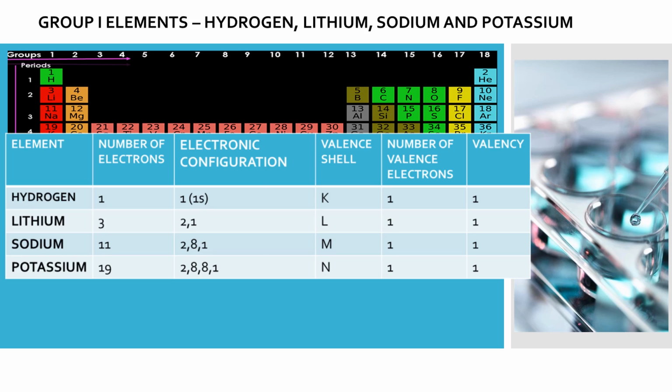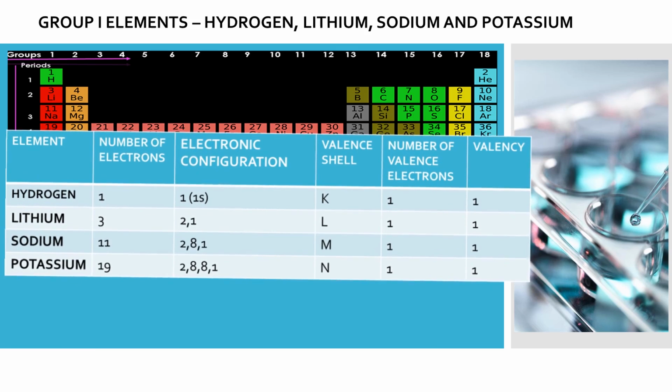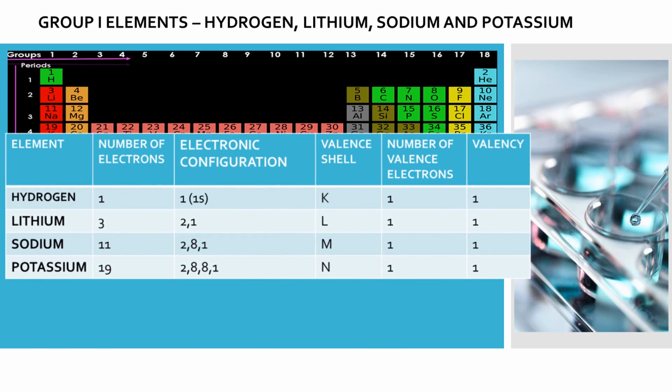Similarly, if you go to lithium, 3 electrons, arrangement is 2 1, shell is L and number of valence electron is 1. So if you go through the table, you will understand that all of them have one valence electron and their valency is 1.